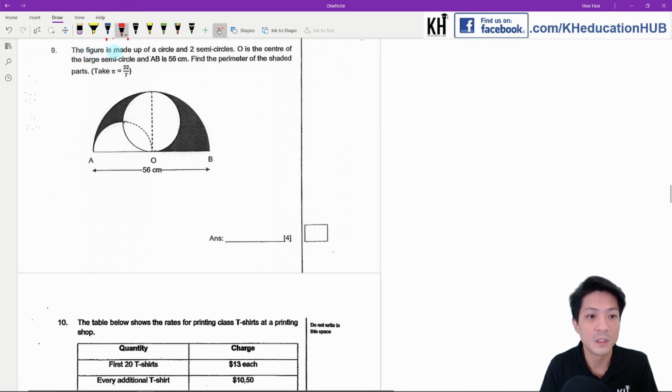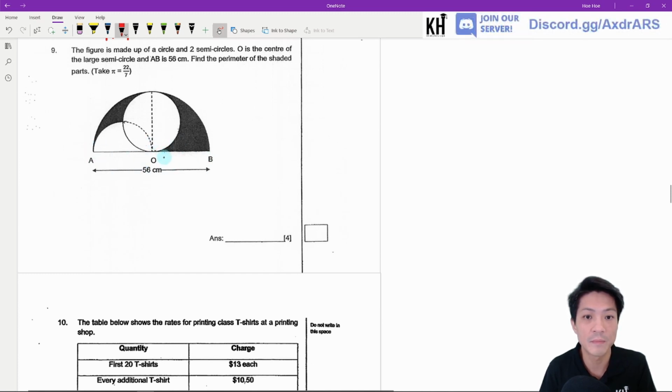Question 9. The figure is made up of a circle, 2 semicircles, and 2 semicircles. Where are the two semicircles? This and this. Okay, O is the center of the large semicircle and AB is 56. Find the perimeter of the shaded parts. Take pi to be 22/7.